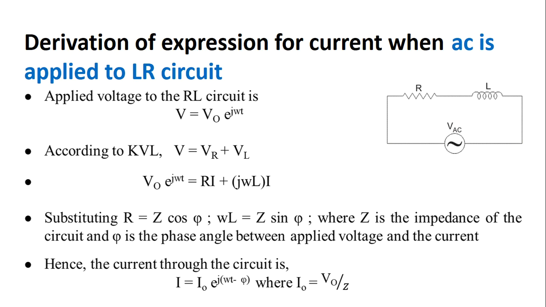If V0 is the peak value of the voltage, we get I0 as the peak value of the current. For the applied voltage V is equal to V0 into e to the power j omega t, we get the current I is equal to I0 into e to the power j (omega t minus phi). Therefore, from this expression, we come to know that the current lags with respect to the EMF, that is the applied voltage.